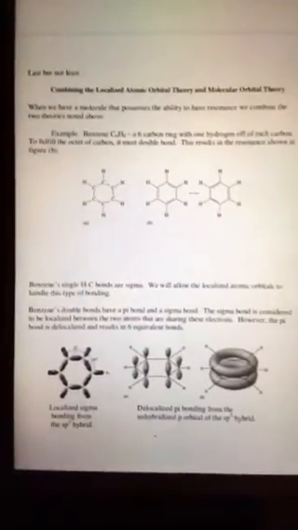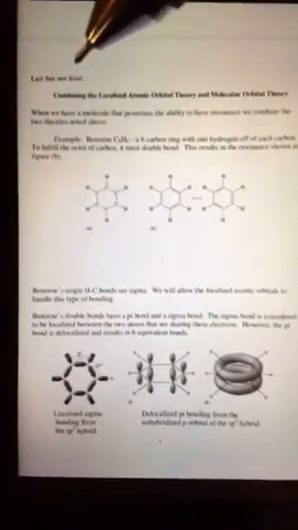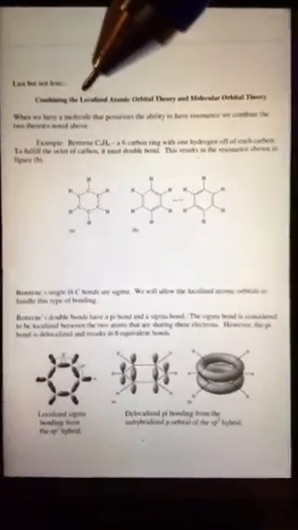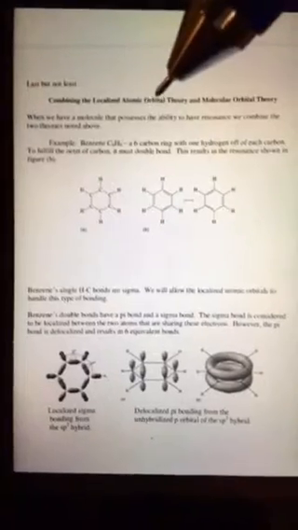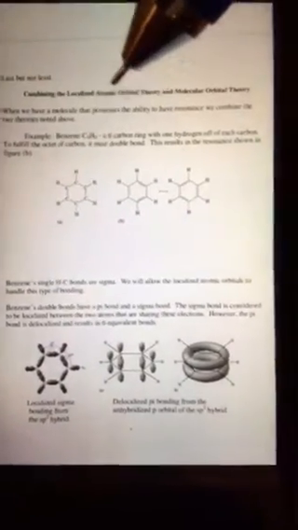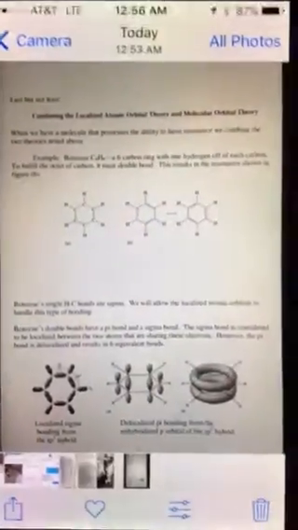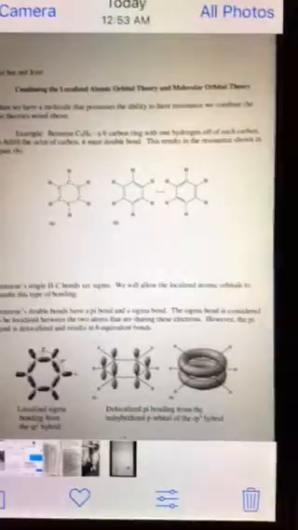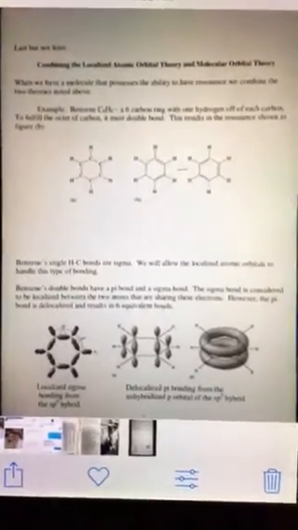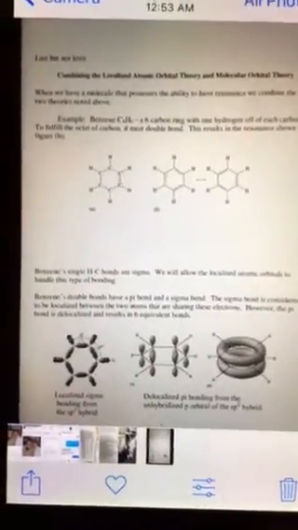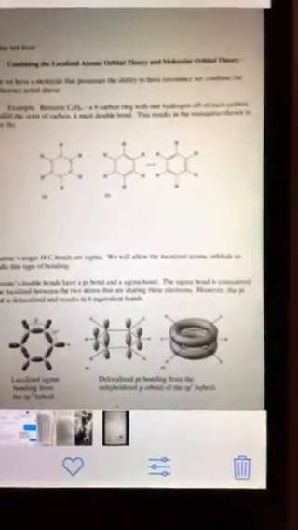The last thing we need to learn about before you take your quiz on Thursday is the last page of your notes. On that last page it said, how do we combine localized orbitals? Let me take a second and explain what localized means again. Localized means that the electron density is shared between two atoms and only between those two atoms. They are locally located, localized.